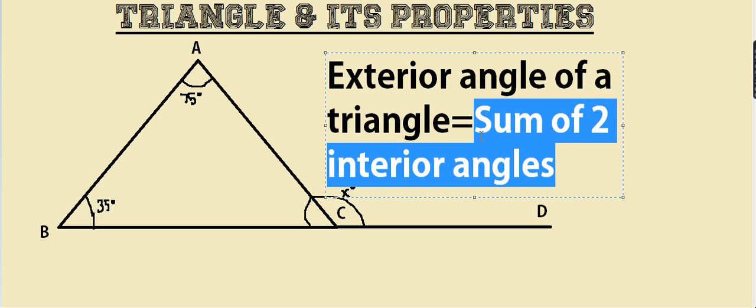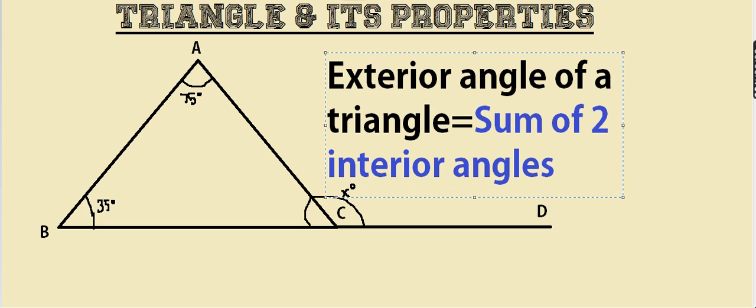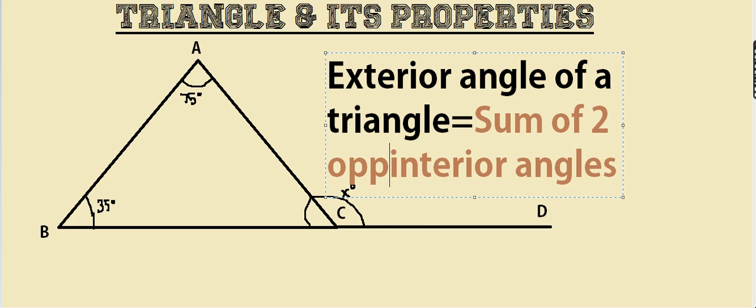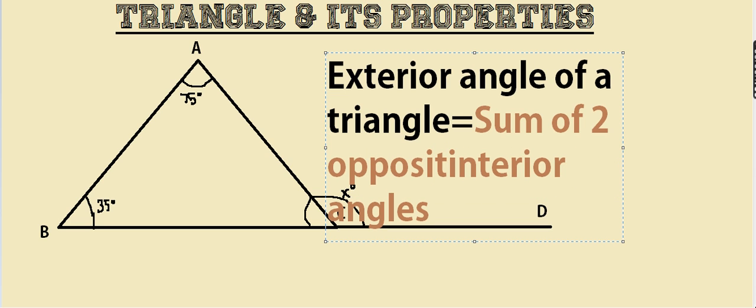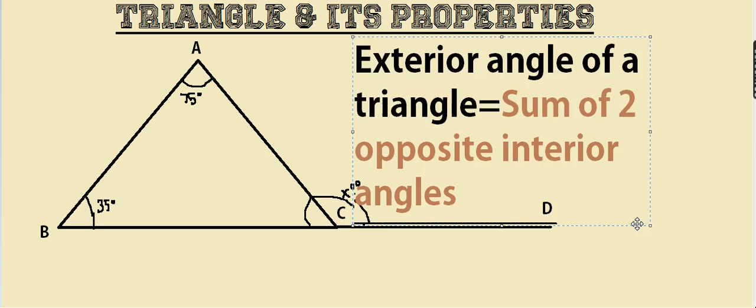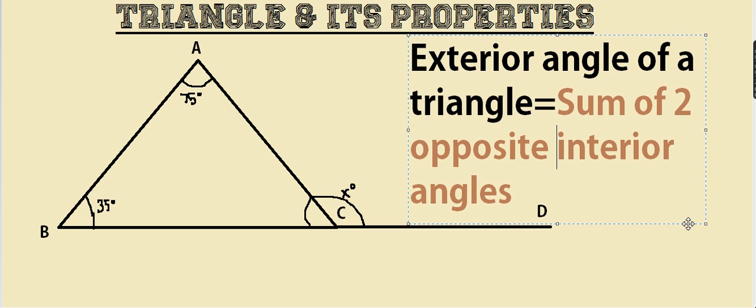To interior angle, I have to also mention the word opposite, because you cannot take the interior angle which is adjacent to the exterior angle. Adjacent मतलब पास में होना, पास वाले एंगल को छोड़कर opposite वाले इंटीरियर एंगल्स का सम हमें चाहिए. सम ऑफ टू ऑपोजिट इंटीरियर एंगल्स. This should be memorized by you. You must remember this theorem, and then you will be amazed to see how things go so smoothly in this chapter. Now let's proceed with this sum.